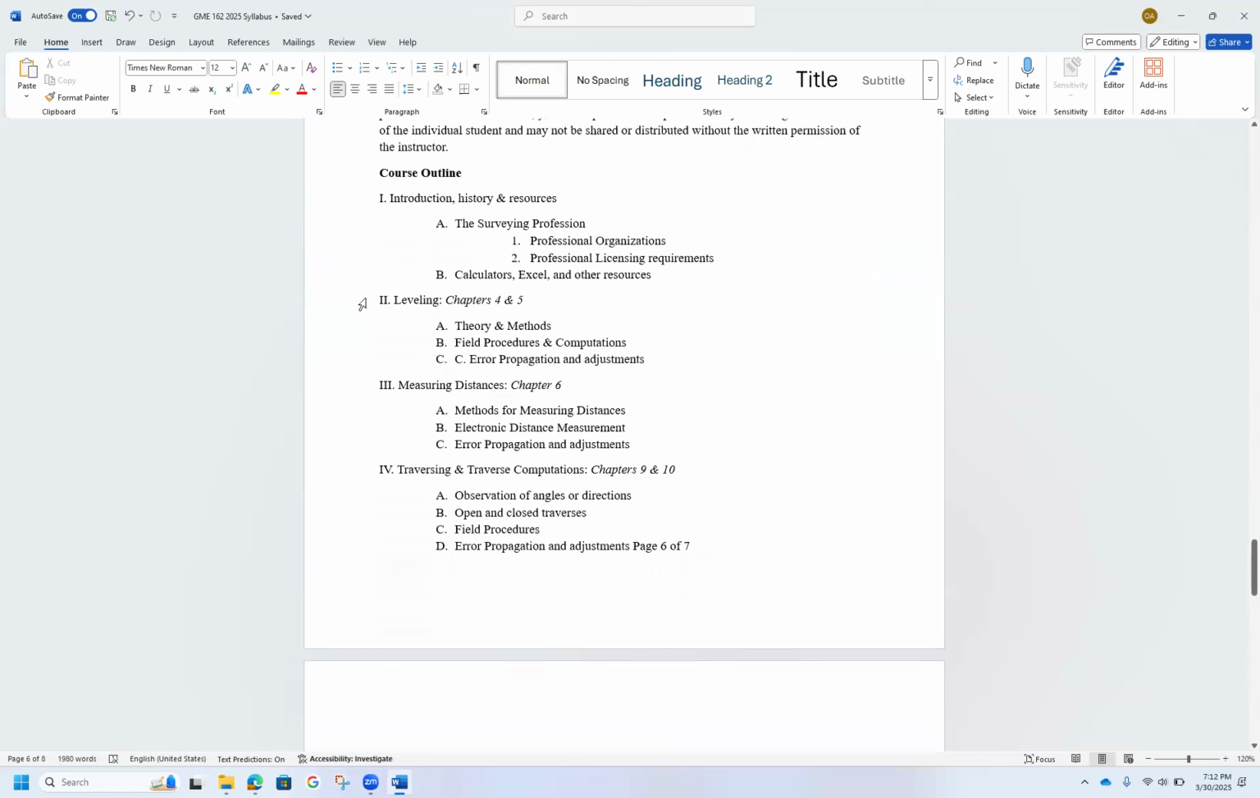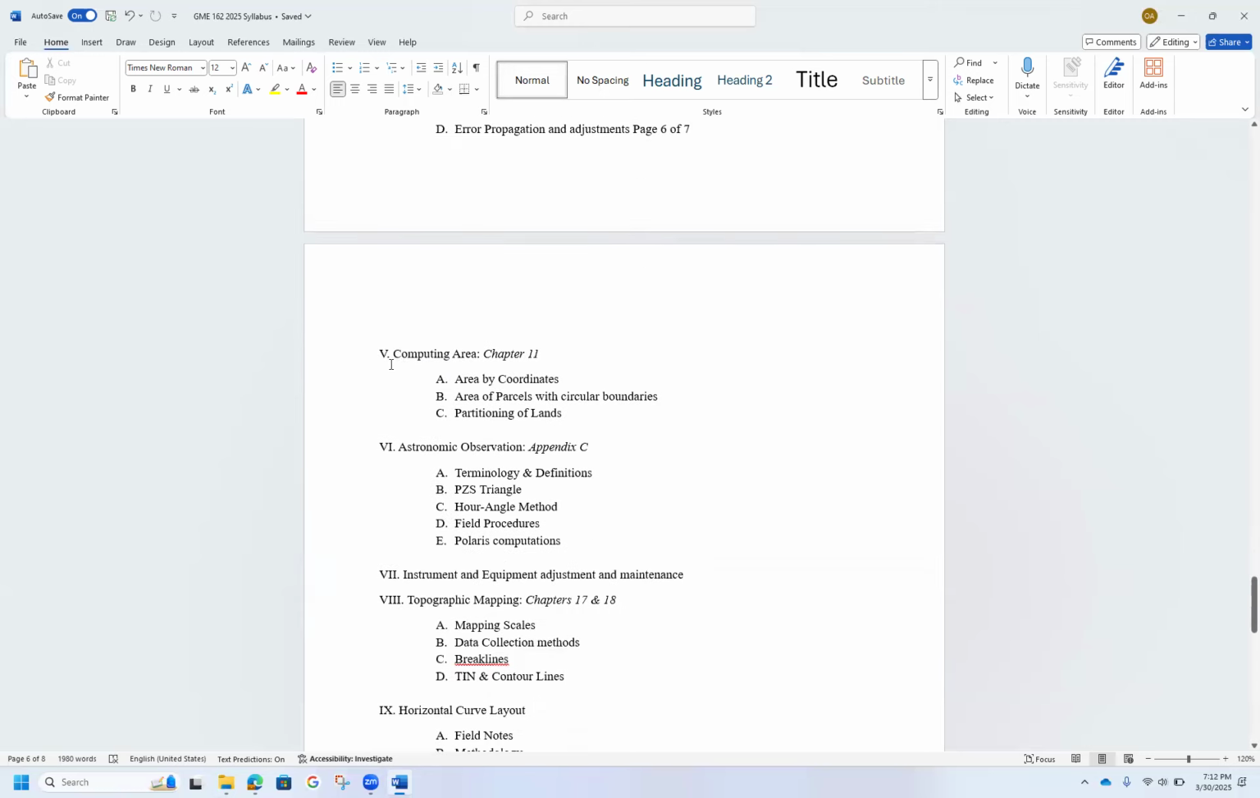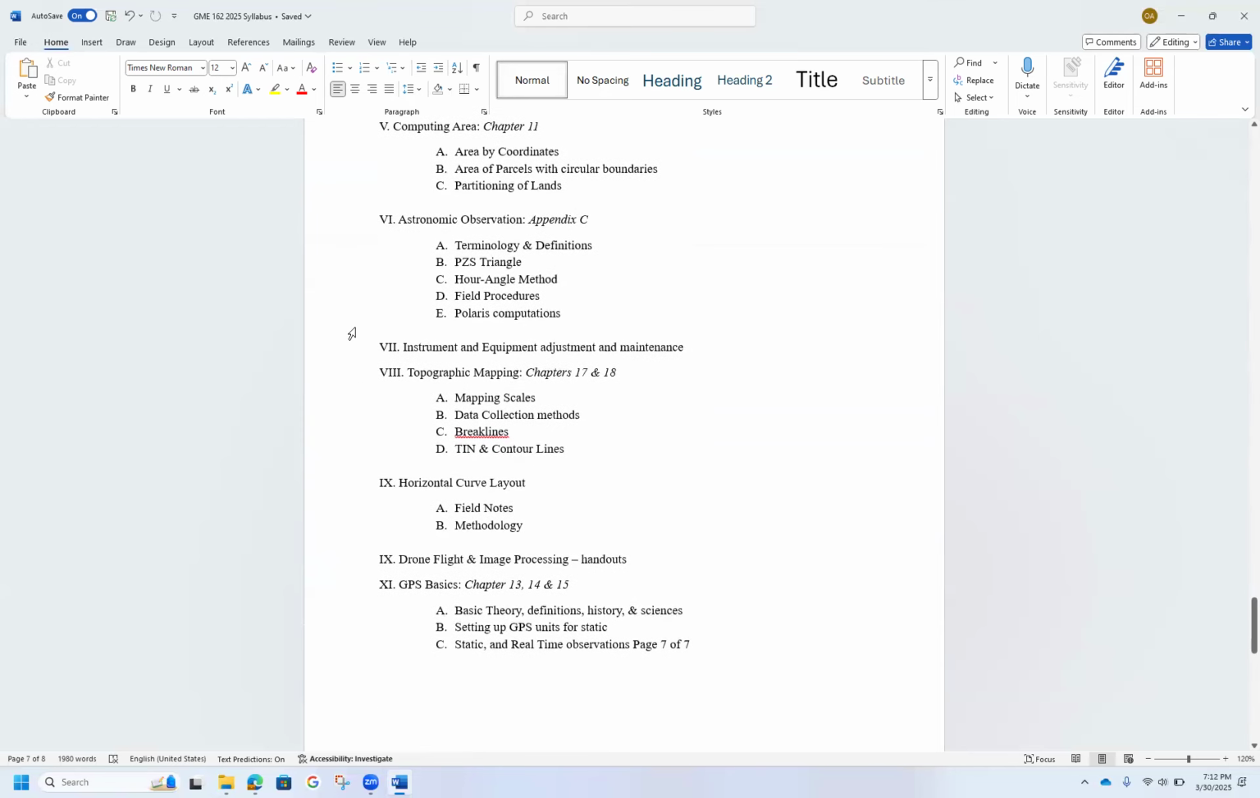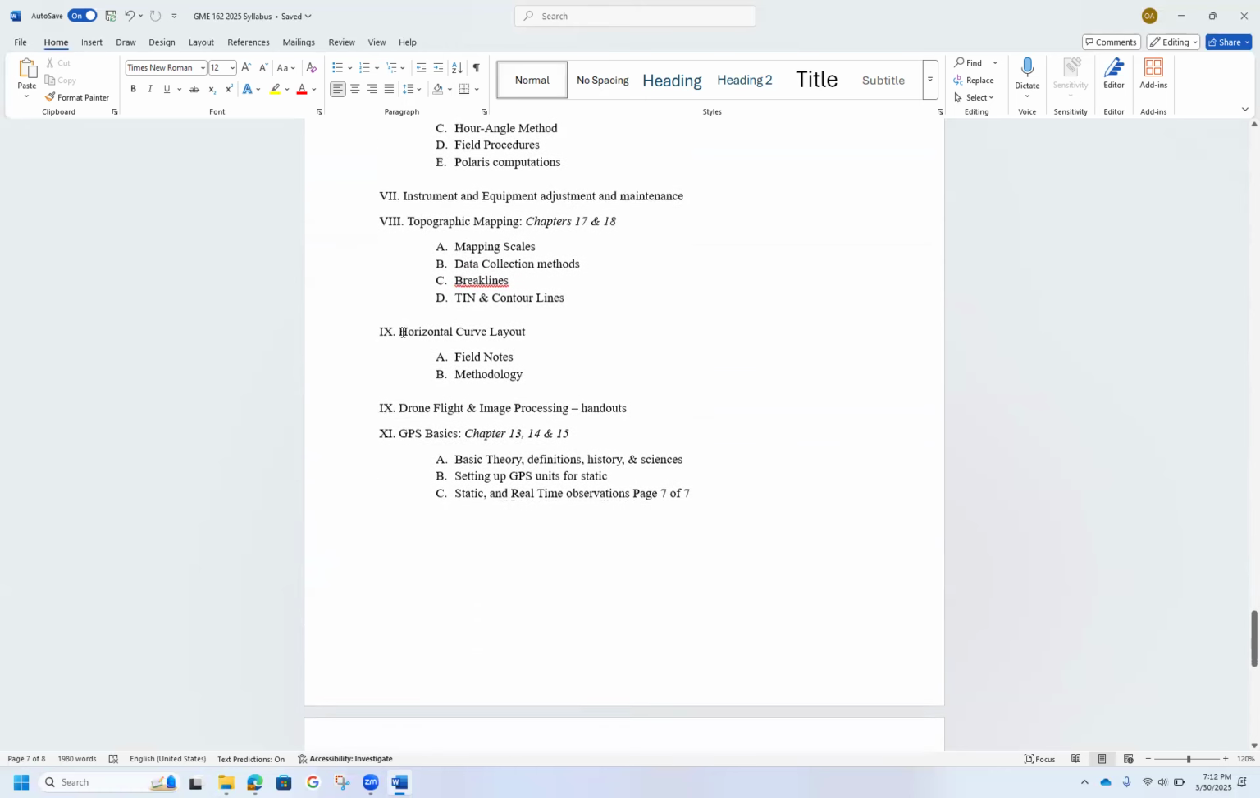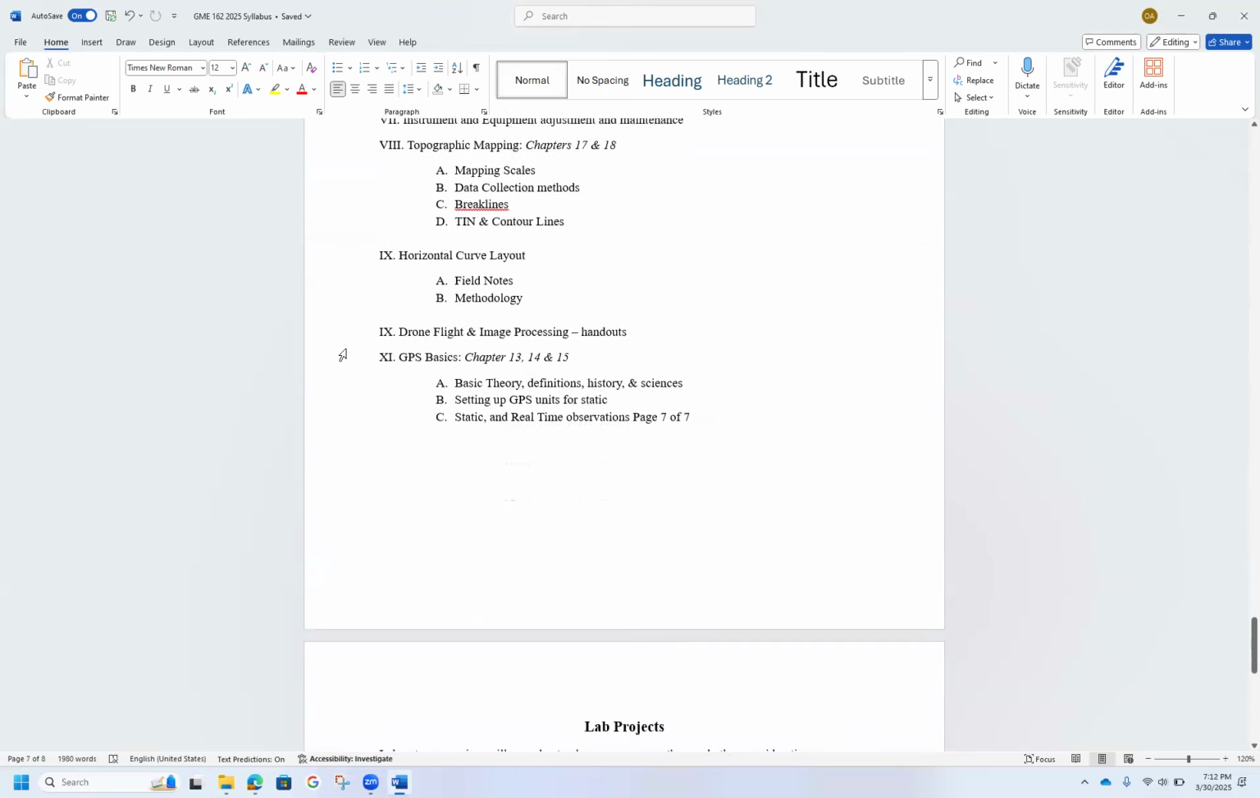So the course outline, again, we're going through the syllabus. We're going to go through the survey profession, probably on the next lecture. The calculators, Excel, and other resources will be part of that. Chapter 2 will be leveling. Then we'll go to measuring distance, then traversing. Then we'll hit the computing area, astronomic observation, instrument and equipment adjustment and maintenance, topographic mapping, a horizontal curve layout.